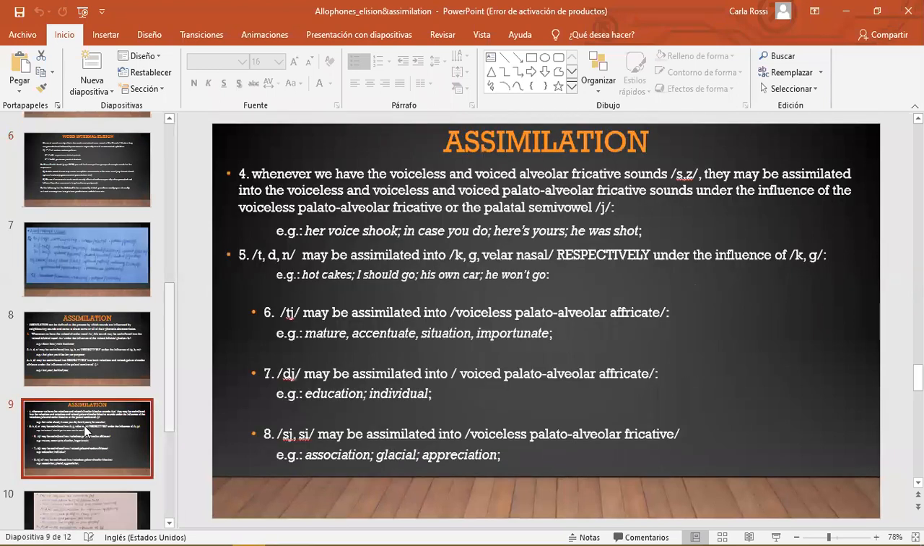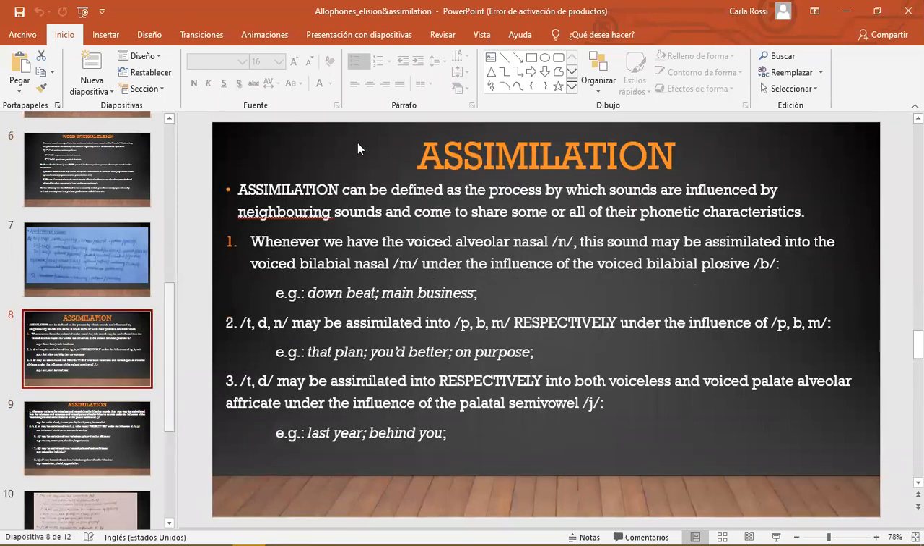So let's start with assimilation. Assimilation is the process by which sounds are influenced by their neighboring sounds and come to share some or all of their phonetic characteristics. That's the concept of assimilation.